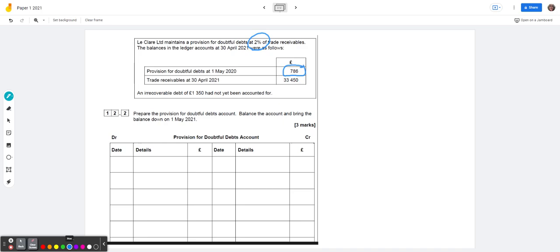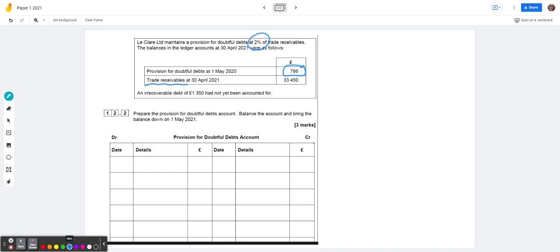So just a reminder of how the provision for doubtful debts works. It's a provision that reduces the value of an asset. In this case, it's the value of trade receivables. So when you do your current assets, you'll list trade receivables at their full amount and then show a provision for doubtful debts, reducing that balance. And this is the prudence concept in action.